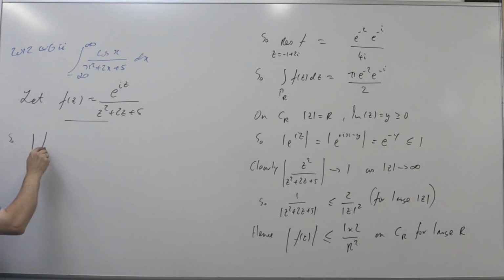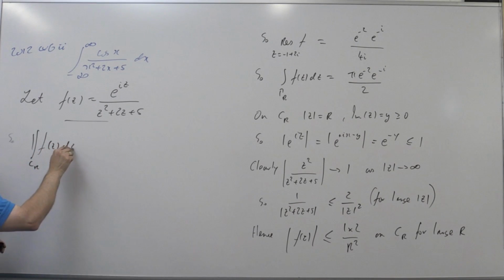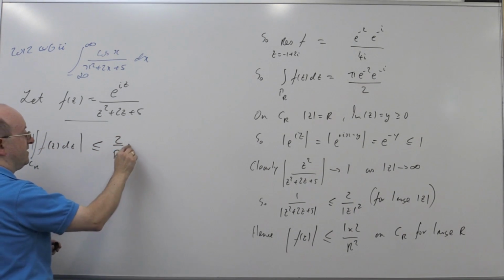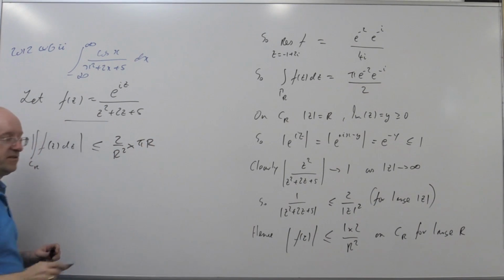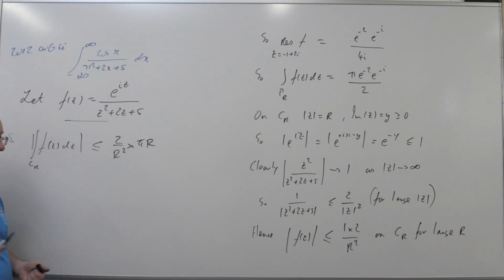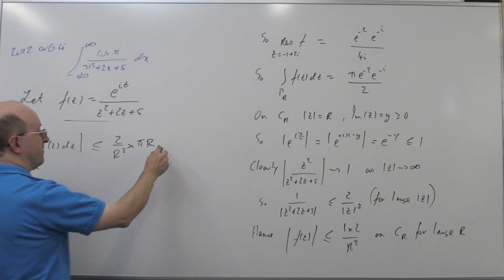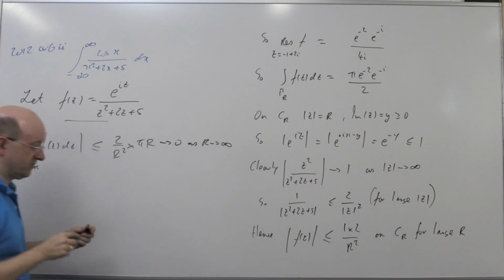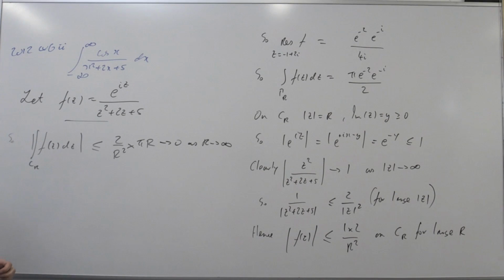The integral along CR of f of z dz is less than or equal to the bound on the function times the length of the contour. That's the estimation lemma, or the ML lemma, whatever you want to call it, which clearly tends to 0 as R goes to infinity. Okay. Hence, put it all together now.